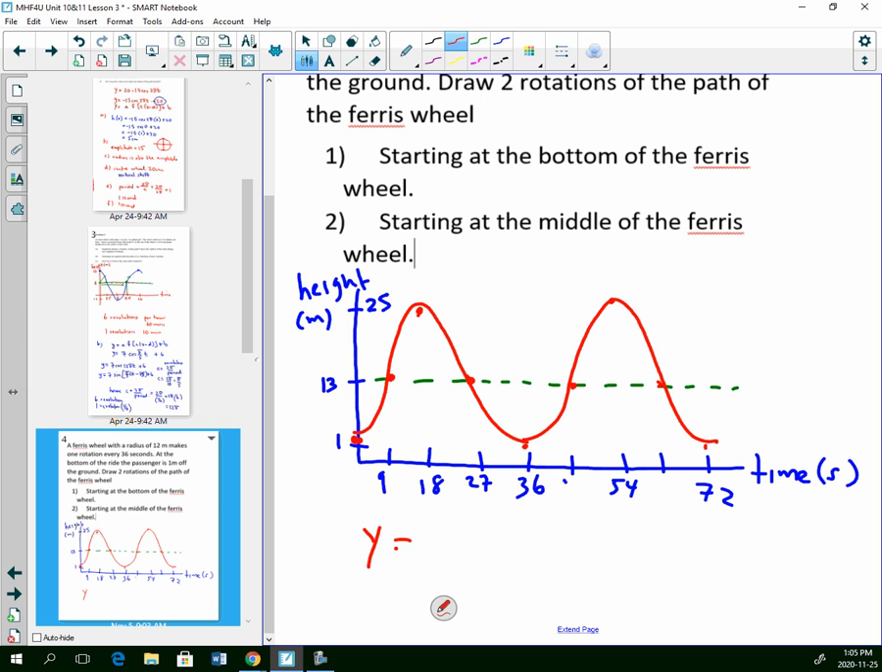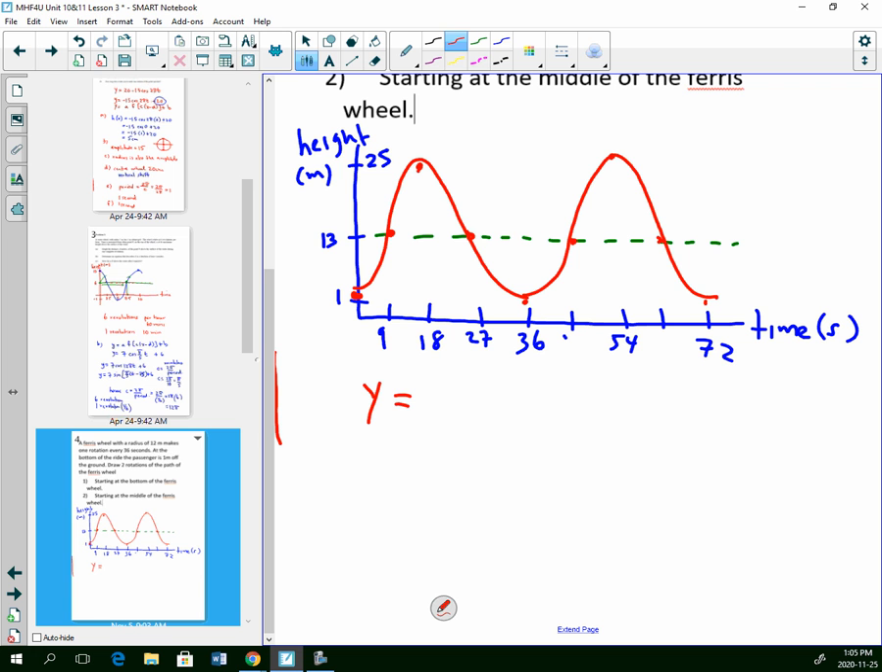So we have a couple of different options. I'm going to do it in sine first. So the amplitude is the same as the radius, 12. My c is 2 pi divided by the period. The period of this graph is 36 seconds, so we're going to reduce that to pi over 18.